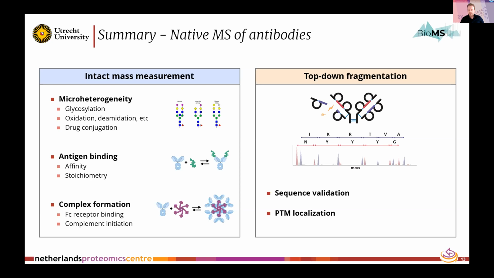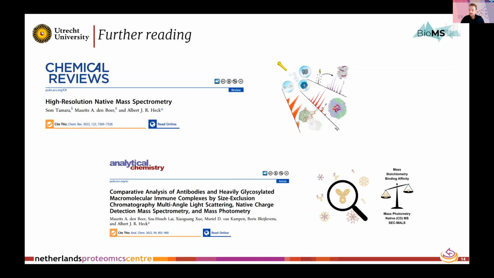And using top-down MS, we can also validate our antibody products. We can localize modifications or conjugations, for example, and we can even provide information that can lead to de novo sequencing of antibodies.